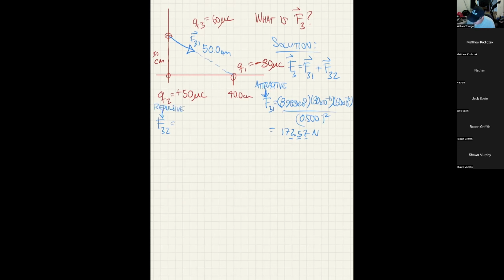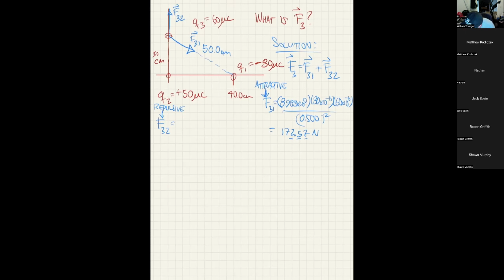Now what you want to do is realize that the force has to lie along the line that connects the centers, just like it did in the 3-1 case. So in this case, it has to lie along this line. And in fact, since it's repulsive, it'll be right there, F32. So in fact, it has only a y component and no x component.